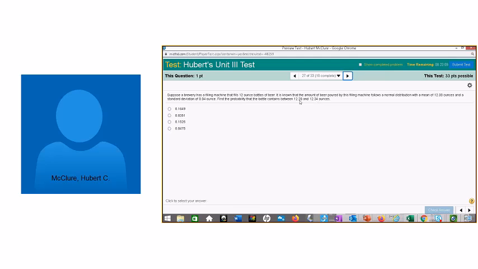Again, if you've got a new calculator, you would type in the mean 12.38, standard deviation 0.4, lower bound 12.28, upper bound 12.34. If you have an older calculator, you're going to have to change 12.28 to a z-score and change 12.34 to a z-score and find the area between those two z-scores.